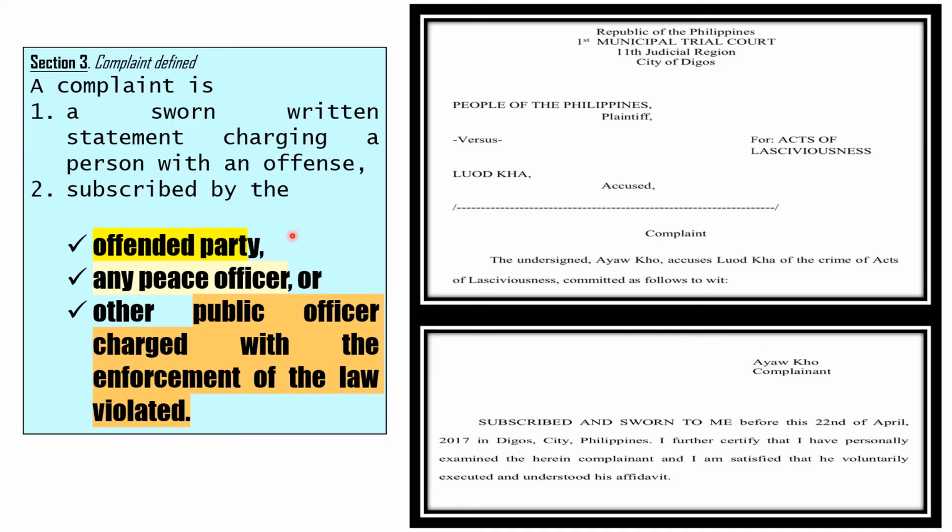Or it can be subscribed not only by the offended party but any peace officer. That peace officer refers to a police officer or an NBI agent or other public officer. But take note that itong public officer, hindi lamang kung sino-sinong public officer. He must be charged with the enforcement of the law violated. Like for example, your BIR officials, as long as they are charged with the enforcement of the criminal aspect of your NIRC rules, or the customs officials.